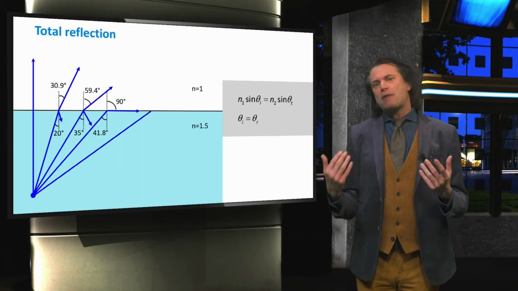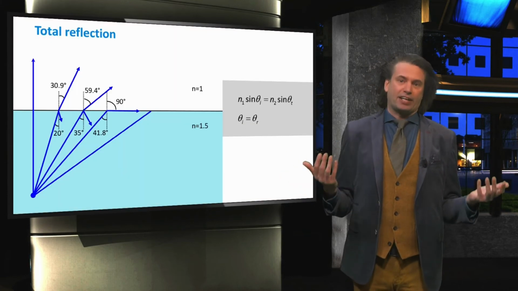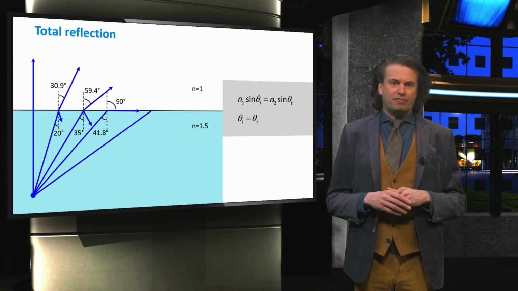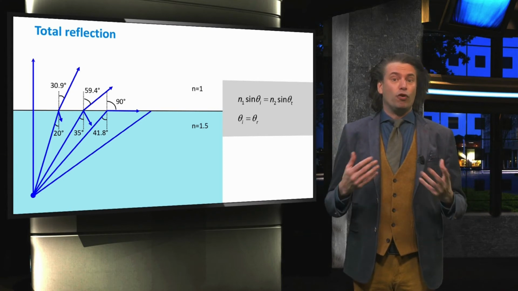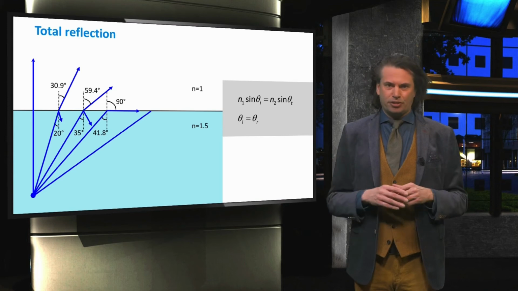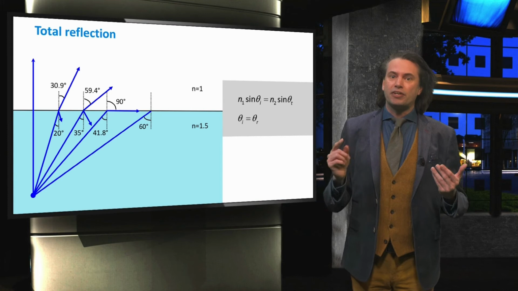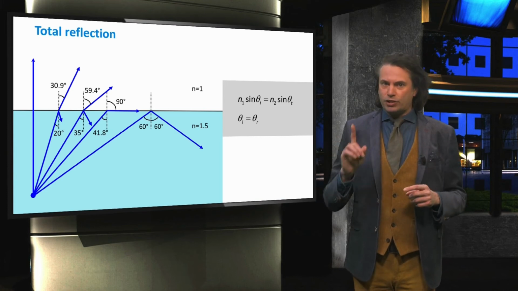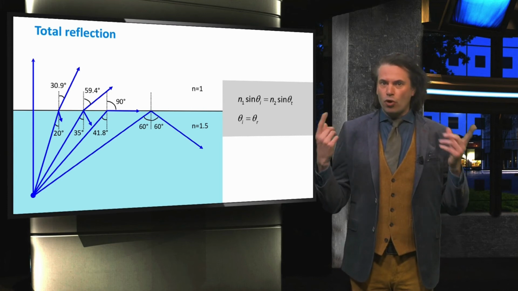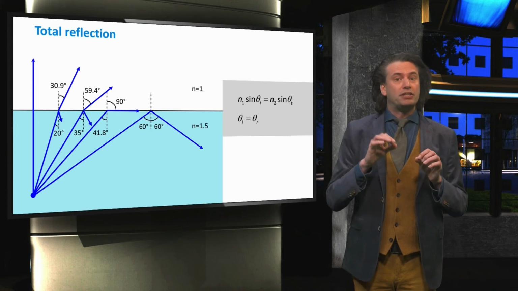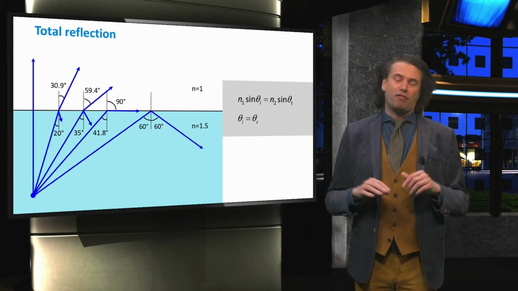Snell's law describes how light is refracted and reflected, depending on the refractive indices of the media involved and the angle of incidence. If the angle of incidence is greater than a certain critical angle, total reflection will occur. This only occurs when light moves towards a material with a lower refractive index.